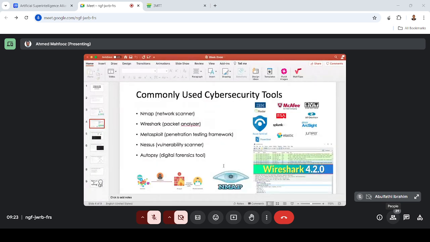Then we have Wireshark. Wireshark is also used as a packet analyzer, just to trace our packets. Tracing our packets here means maybe you are sending a file from user A to user B. You can trace how that file is moving from your first point to the destination.